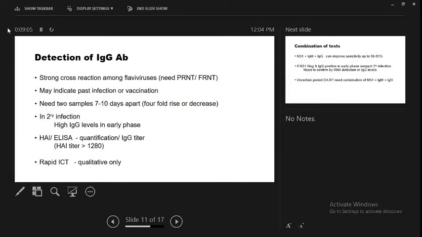Then IgG antibodies, same thing. They strongly cross-react with other flaviviruses. So it gives a past infection or vaccination. But in secondary dengue, you can detect high IgG levels, quantitative levels, in the early phase. So with that, you can diagnose secondary dengue also.